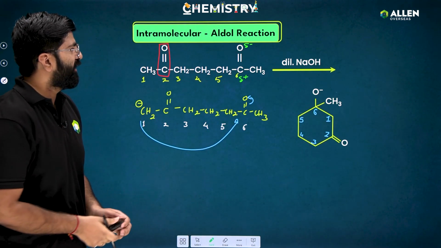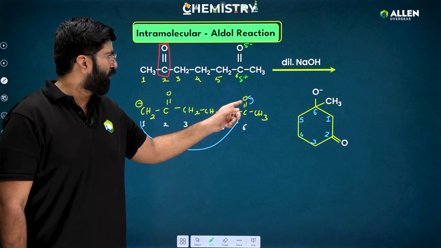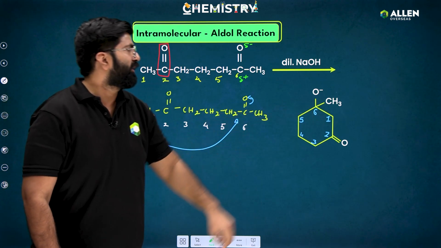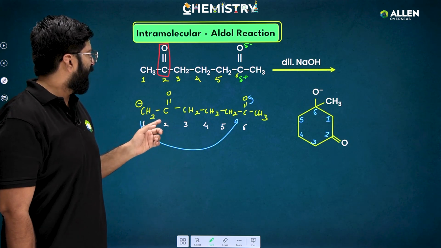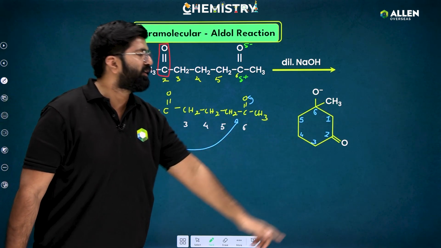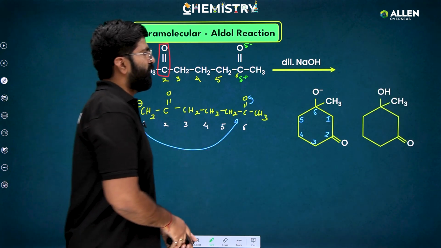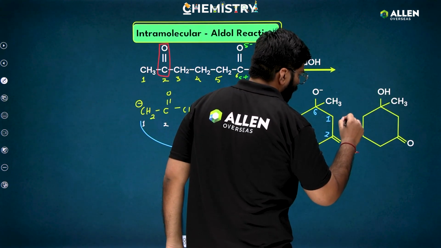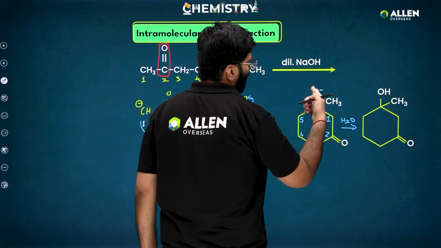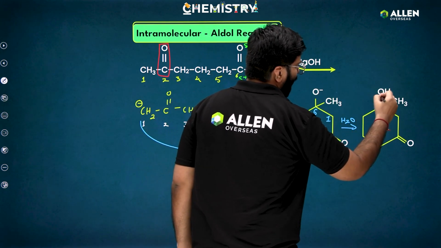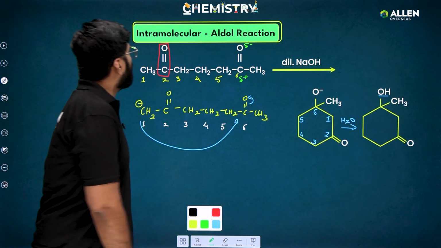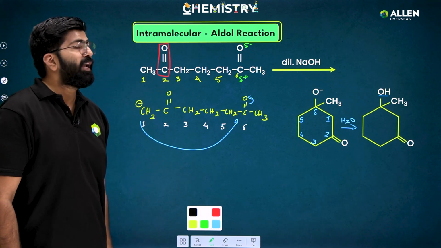So over here I can easily verify that on the 6th carbon there will be O minus and CH3. Yes, there is O minus CH3. On the 2nd carbon there will be C double bond O. Yes, there is C double bond O. And now I am going to introduce water over here, and because there will be water, this O minus will become OH over here. This is your intramolecular aldol reaction.